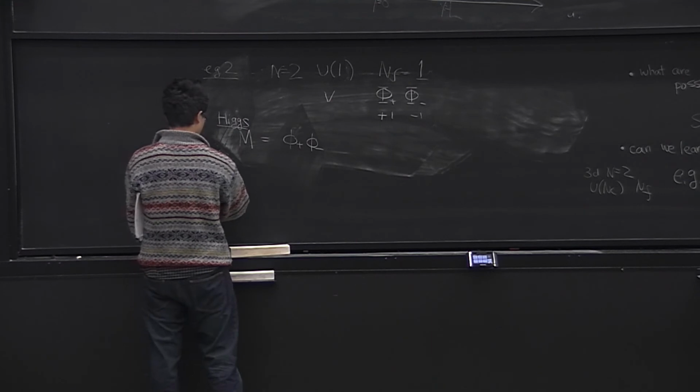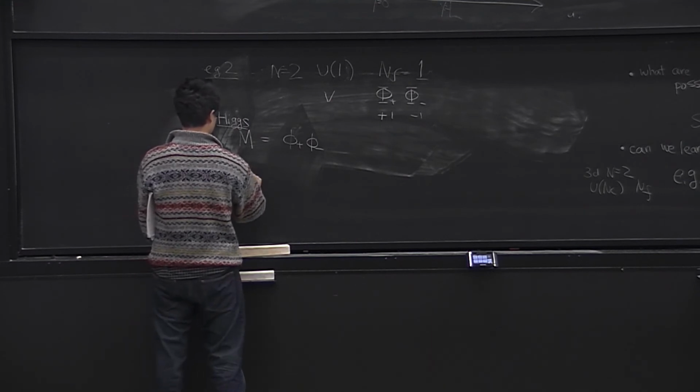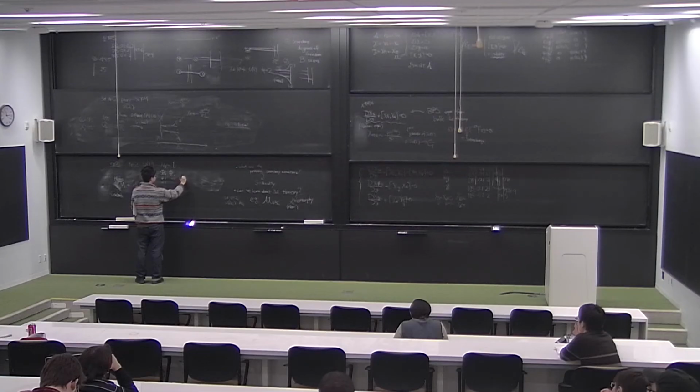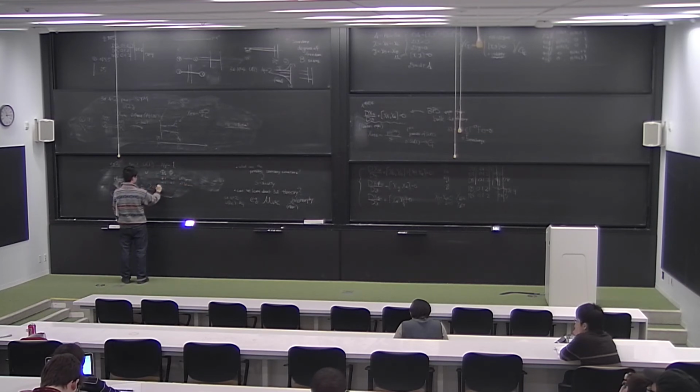But there is also a Coulomb branch. And then there is a symmetry, the flavor symmetry. So this is a gauge symmetry, and this is the flavor symmetry, and the meson is charged under the flavor symmetry. So what about the Coulomb branch?